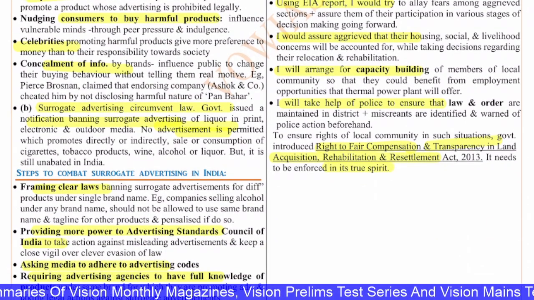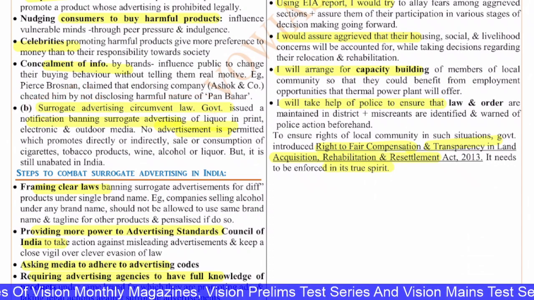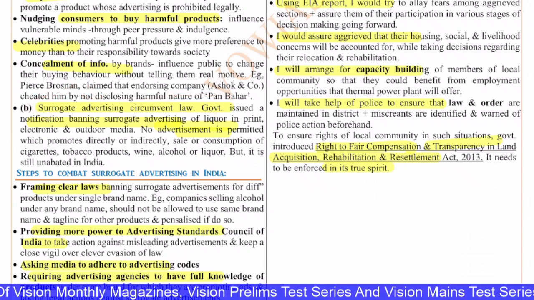And lastly, surrogate advertising circumvents the government law which is issued in the public interest.